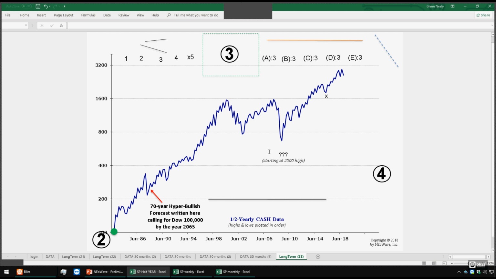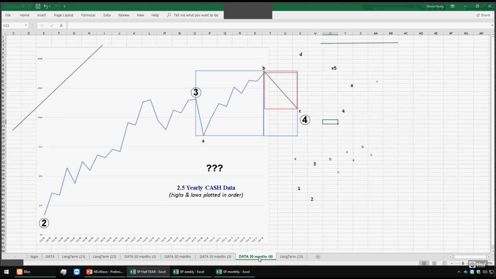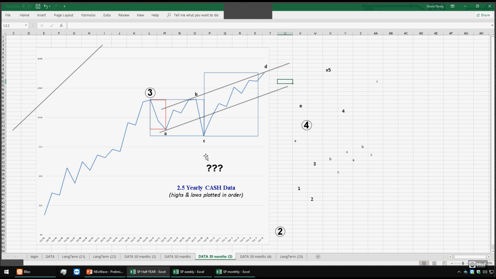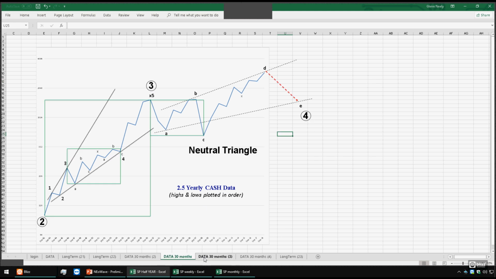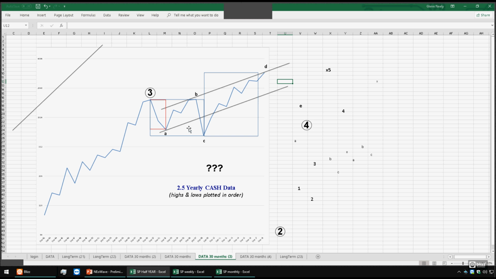Okay, so to simplify this picture, I had to have my programmer create a 6.5 month chart, which gets us to this scenario here. This is a more elaborate version, but I'm going to move these out of the way for a minute.